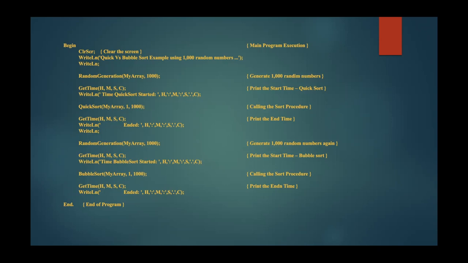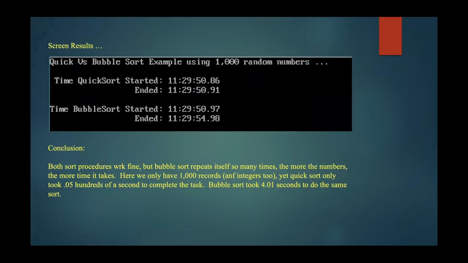So what happens is this. Here are my screen results. Now in the QuickSort, I started at 11:29:50 and 0.86 hundredths of a second, and it ended up at 0.91 hundredths of a second. That's 0.05 hundredths of a second to do the 1,000 numbers. And the Bubble Sort, however, took 4 seconds and 1/100 of a second more.